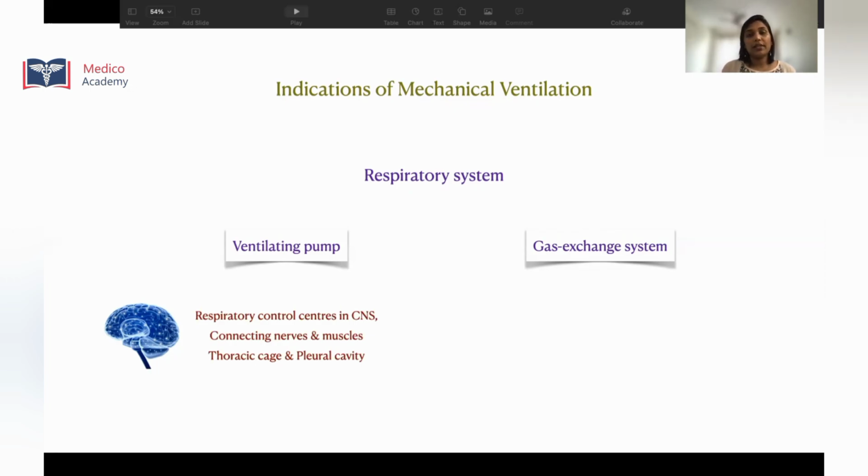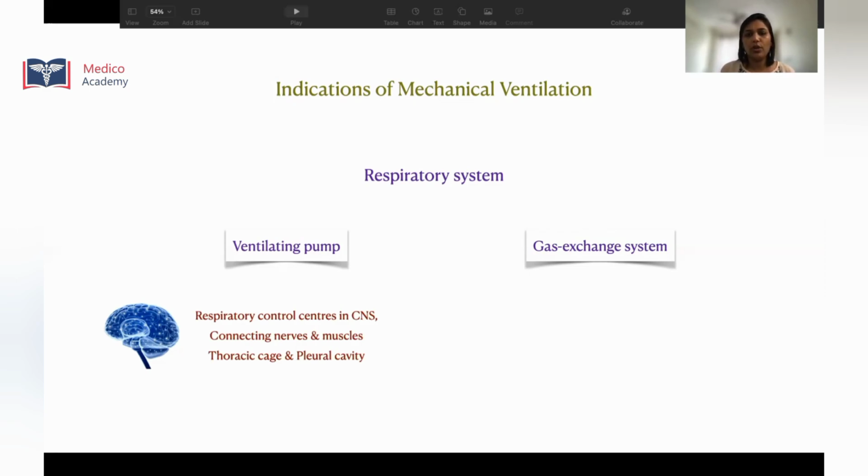So when you give muscle relaxants to the patient, all the respiratory muscles become paralyzed. So actually what is happening here is ventilation failure. The ventilating pump fails. So then you intubate the patient and you start ventilating the patient either manually using an Ambu bag, or you use an anesthesia ventilator which is attached to our anesthesia machine. So this is a simple example I can give you for ventilating pump failure. There are many scenarios which happen.